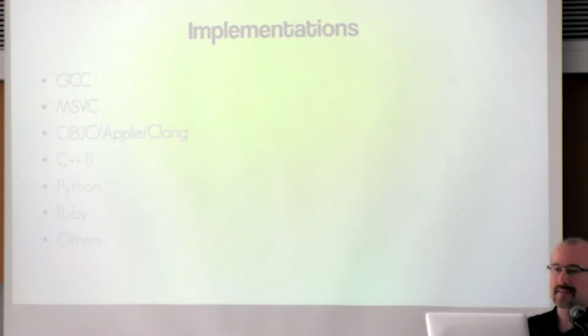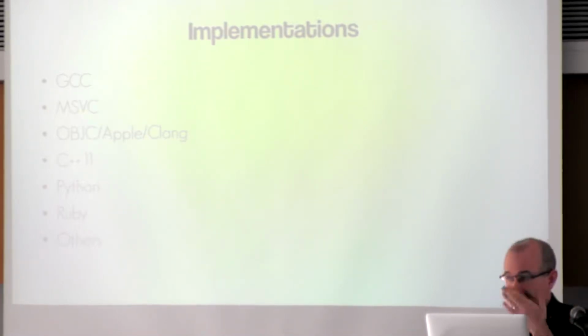So I looked at a bunch of compilers and a bunch of languages and said, well, how do they represent Unicode strings, and how can we mess with the implementation a little bit and get it to do anything that it's not supposed to do? So I looked at GCC, MSVC on Windows, Clang, and I'm playing C++11 in some contexts, Python, Ruby, and a few other things, just to see how they would handle the same inputs.